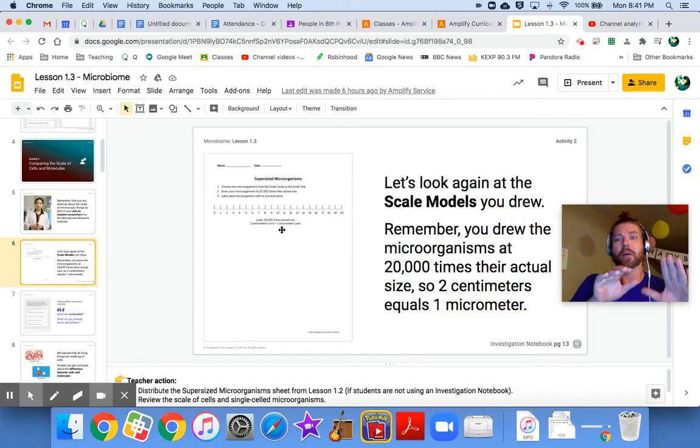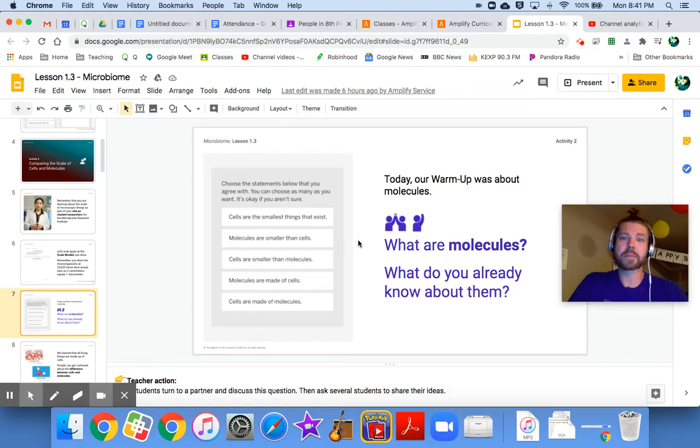Yesterday, we were asked to draw scale models. We were supposed to pick a tiny organism, one of those microscopic organisms, and draw it 20,000 times bigger than it actually is. When it gave us the measurement in micrometers, we were supposed to multiply that by 2 centimeters per 1 micron, and then draw that many centimeters long. So for instance, if your organism was 2 micrometers long, you were going to draw it as if it were 4 centimeters big. Those are 20,000 times bigger.